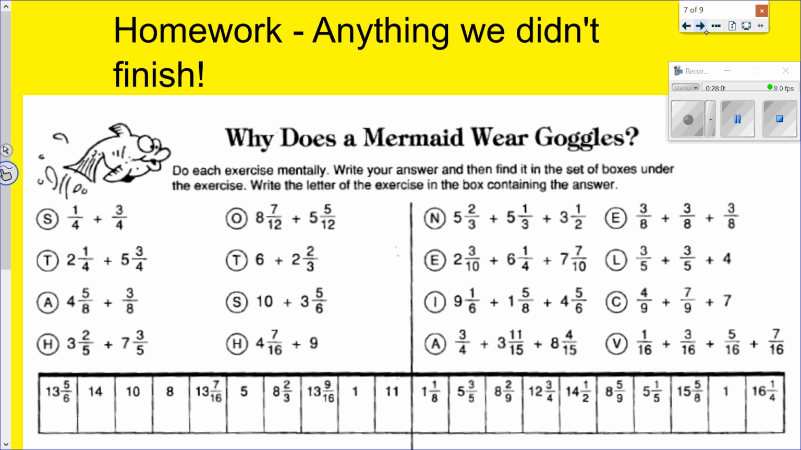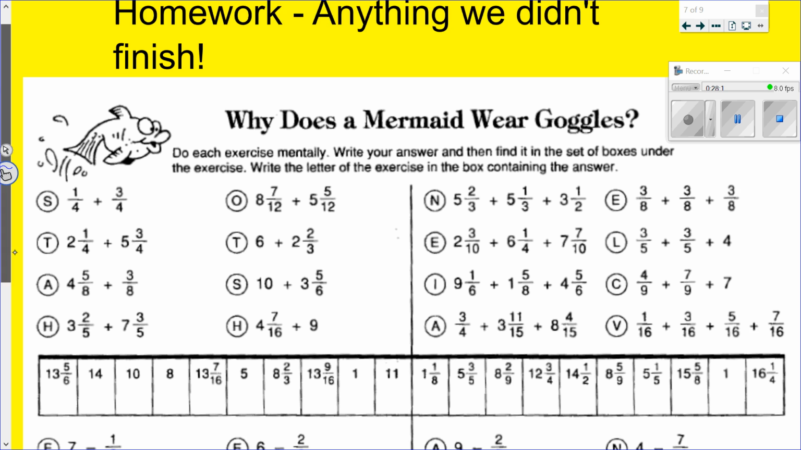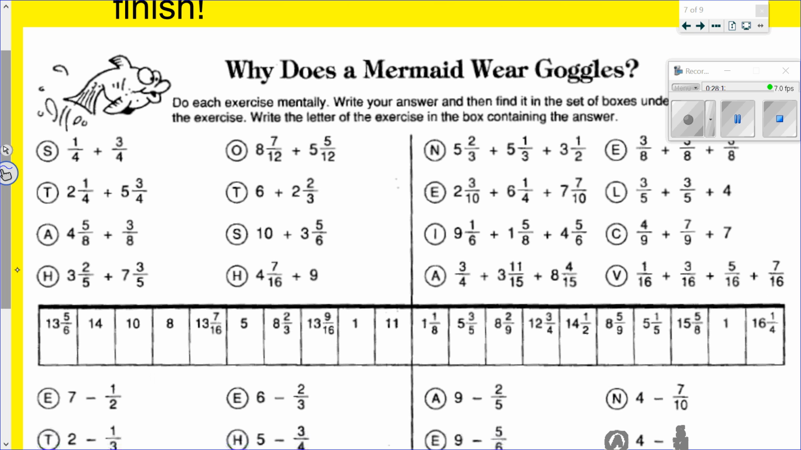Okay, your homework. This one should be relatively easy. We've got another great dad joke. Why does a mermaid wear goggles? It is funny. Oh, I had to explain it to Miss McShann, so. What? You did not. Don't even start with me.